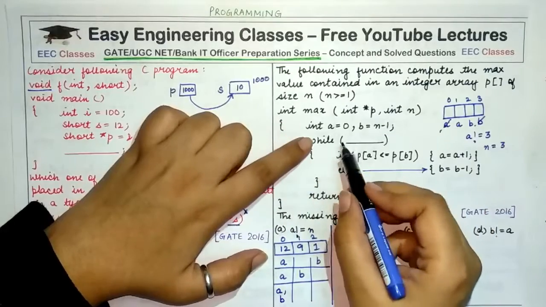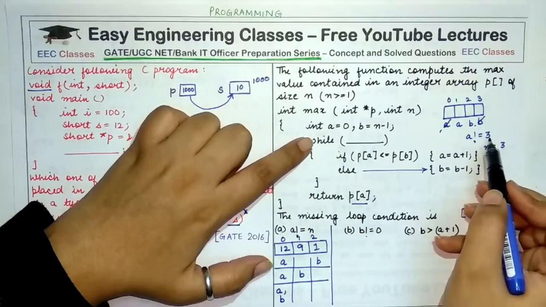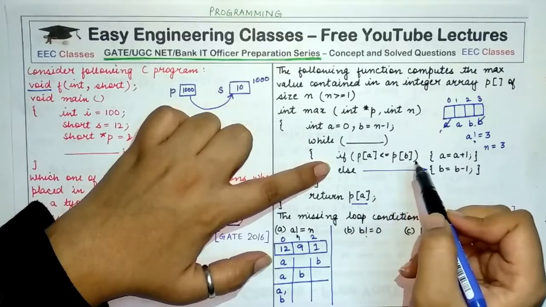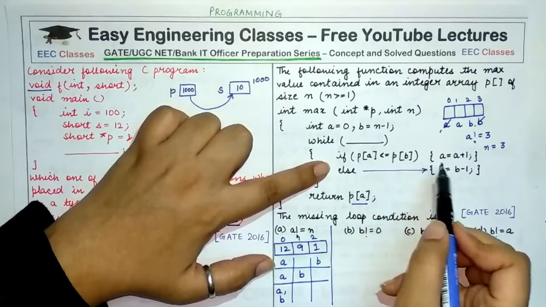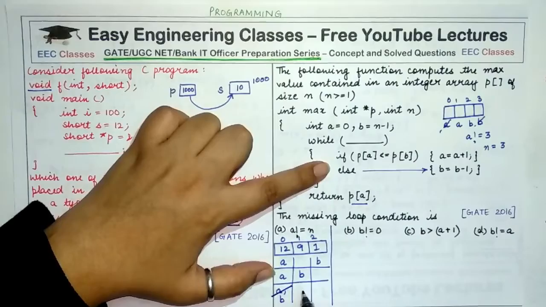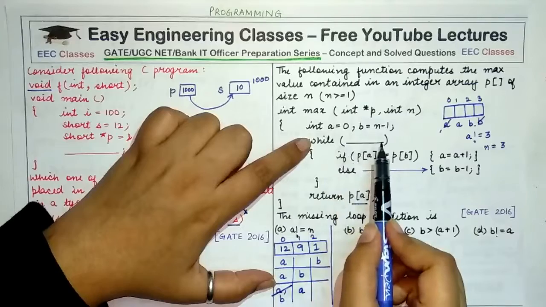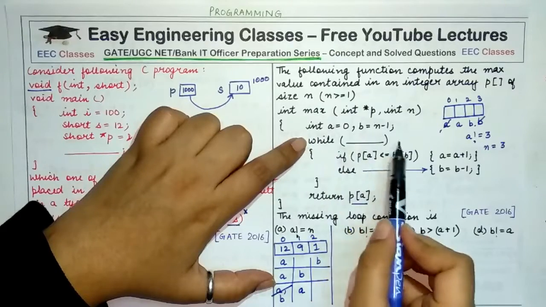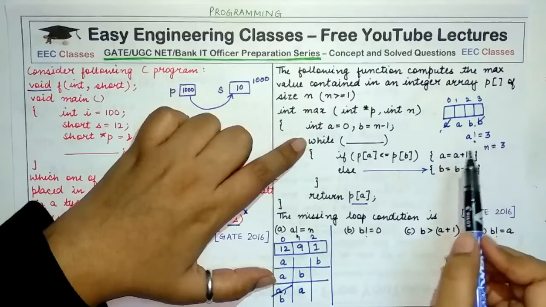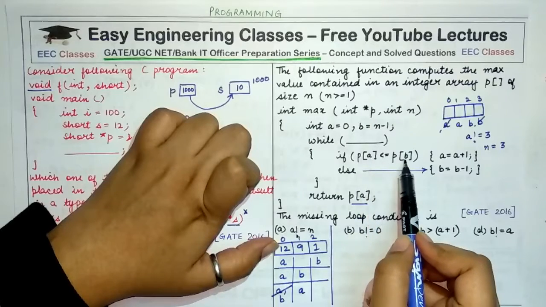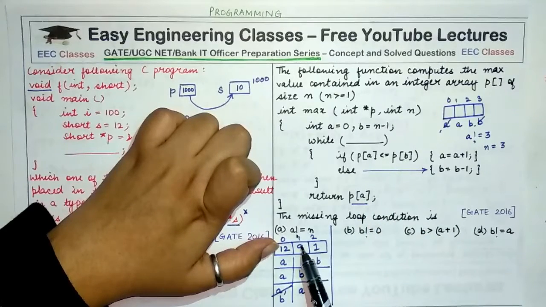So I come again to the loop condition. Since a is still not equal to 3, I check if the value of a is less than or equal to the value of b. Yes, both the values are equal, so I increment a. So a would be changed to 1 here, and I come out of the loop and check again. This would continue as long as a is not equal to 3. In the next case, we'll check if 9 is less than or equal to 12, because a is at 9 and b is at 12. Yes, it is, so I'll again increment a.